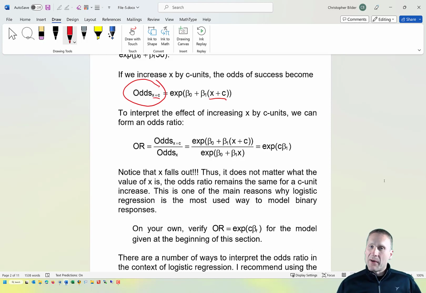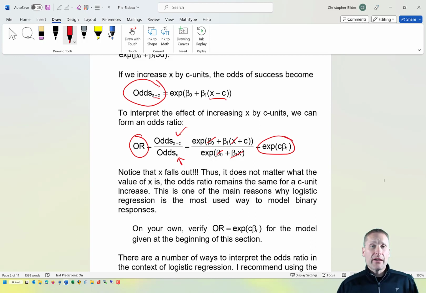What do we do when we have two odds? Well, we simply take the ratio to form an odds ratio. So the odds at x plus c divided by the odds at x. Now look what happens when we replace the model formulation in there with respect to those odds. The beta zeros cancel out. The beta 1 times x here cancels out there as well. And so all you're left with is the exponential function evaluated at c times beta 1. Notice that x has totally disappeared.